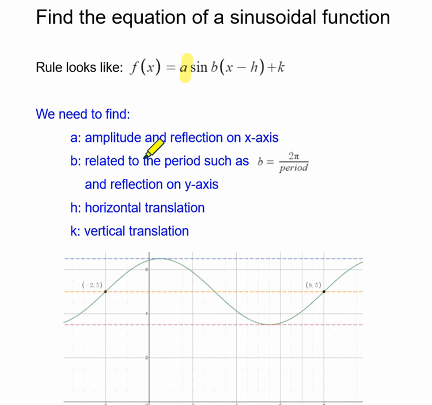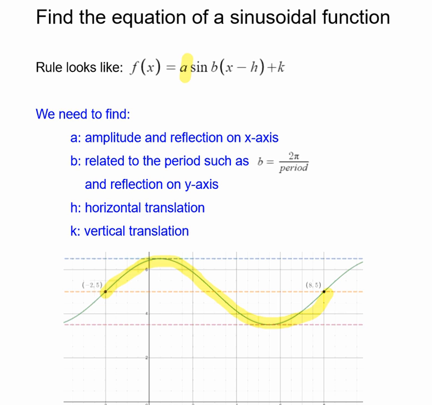B will be related to the period because B is equal to 2 pi over the period, and also can show a reflection on the y-axis if it's negative. H is going to be your horizontal translation, and K is going to be your vertical translation. So if you look at your curve, this is your regular sine shape. So you can try to identify what is A, B, H, and K.